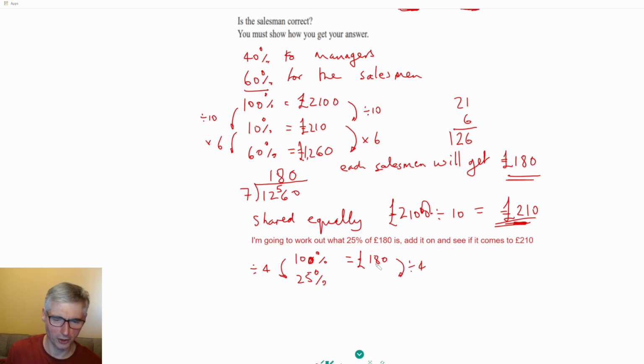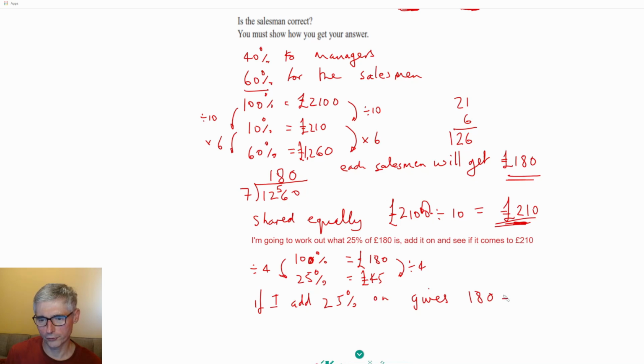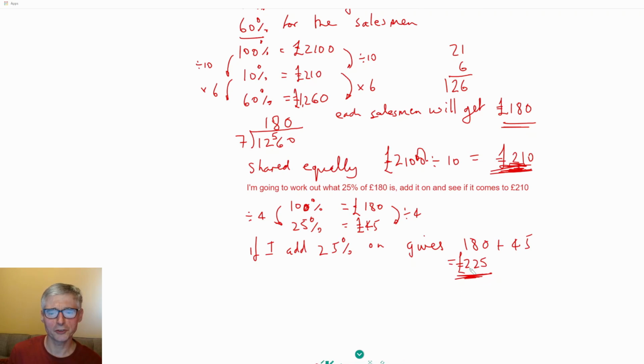I could half it twice. Half of 180 is 90. Half that again will give me 45. So if I add 25% on, that will give 180 plus the 45, which is £225. So we can see that he's wrong, because if he'd got 25% extra, he would have got £225, whereas if it had been shared equally, he would have only got £210. So he wouldn't have actually got 25% extra.